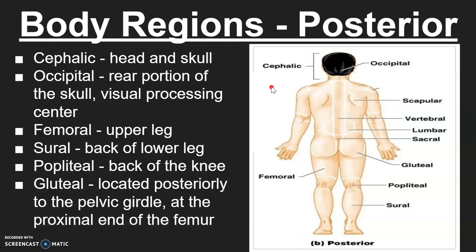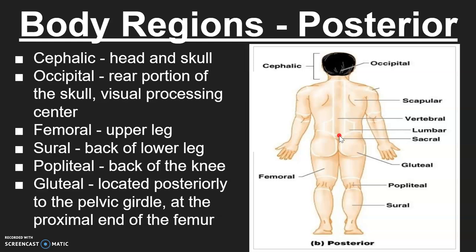And then gluteal is located on the back of the pelvic girdle at the end of the femur. So you think of the muscles of the glutes, one of the largest muscles in the lower body. So we'll talk about a lot of the hip extension that works from that position. But it says located posteriorly to the pelvic girdle. So you think of the pelvic bone here, that bowl-shaped bone that eventually the vertebrae all stack on top of. And then at the proximal end of the femur.